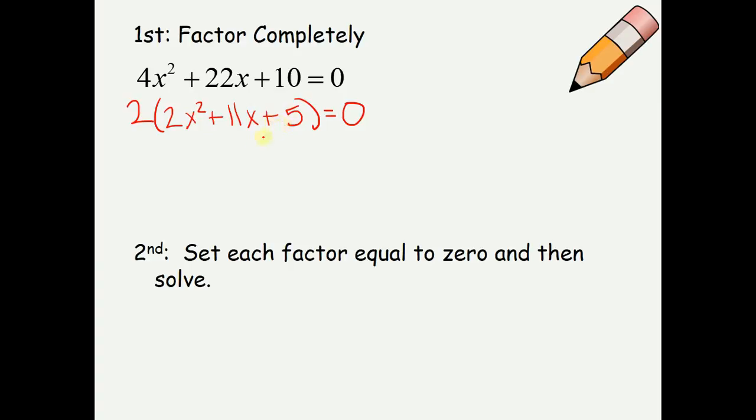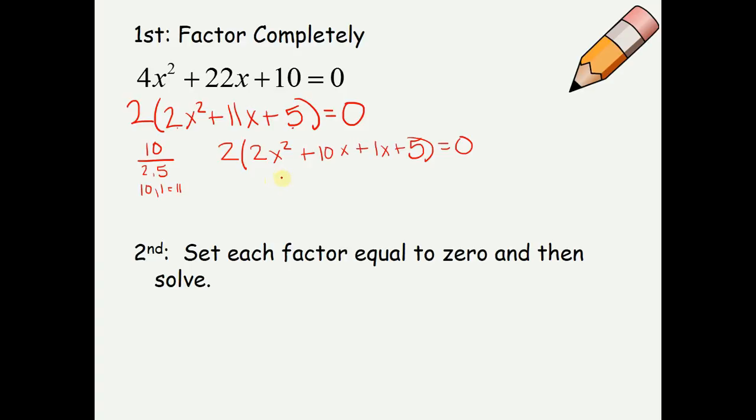Let's factor that. Now I'm going to use the AC method because it is a trinomial, 3 terms. So A times C, so 2 times 5, that's 10. So I need the numbers that multiply to give me 10, but add together to give me 11. Well, 10 and 1 multiply to 10, and add to give me 11, right? So let's expand that middle term. So I'm going to have 2x squared plus 10x plus 1x plus 5 is equal to 0.